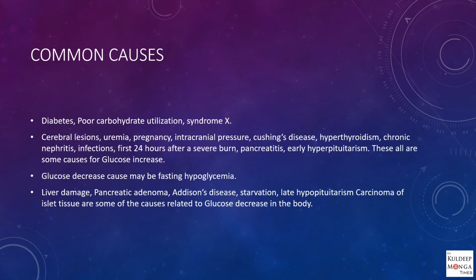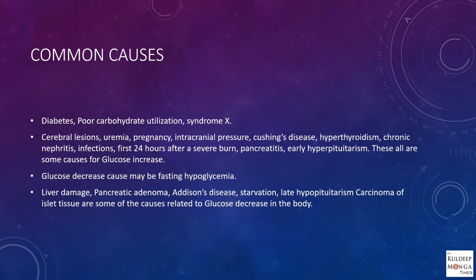Causes for glucose increase in the blood can be diabetes, poor carbohydrate utilization, or syndrome X. Cerebral lesions, uremia, pregnancy, intracranial pressure, Cushing disease, hyperthyroidism, chronic nephritis, infections, the first 24 hours after a severe burn, pancreatitis, and early hyperpituitarism are some causes for glucose increase.